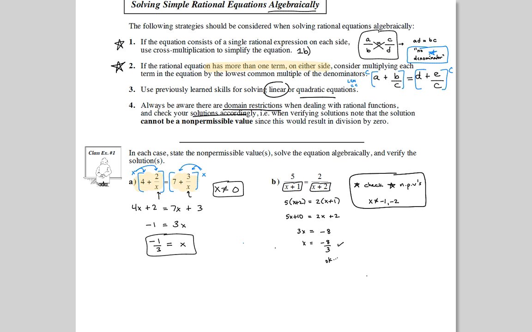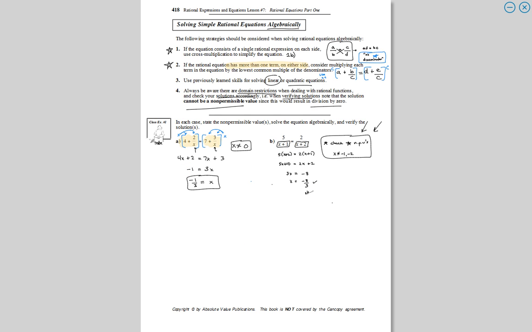In other words, when verifying, note that the solution cannot be a non-permissible. Again, that's this as well, since this would divide by 0. So basically, it's steps 1 and 2 on this page here. All right. Next page.